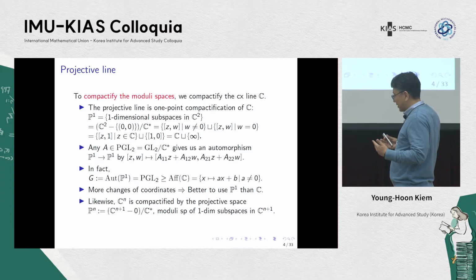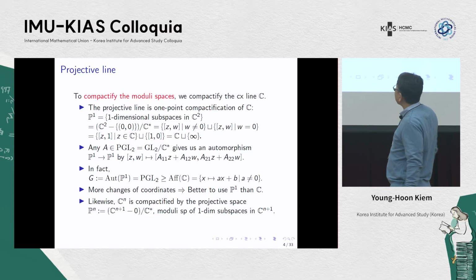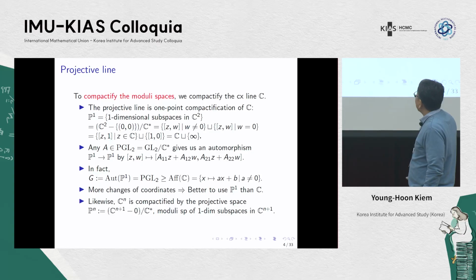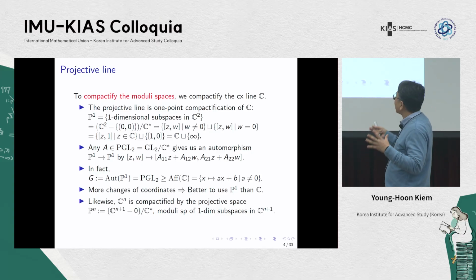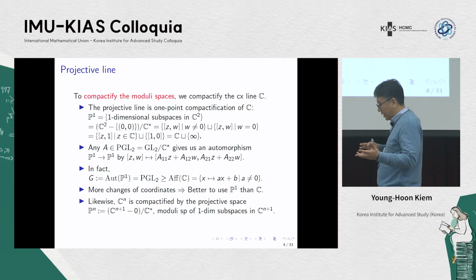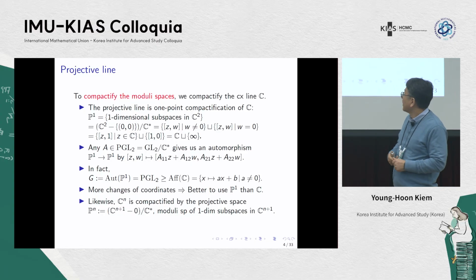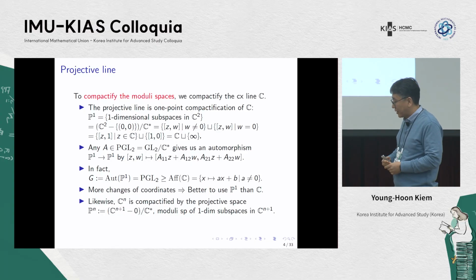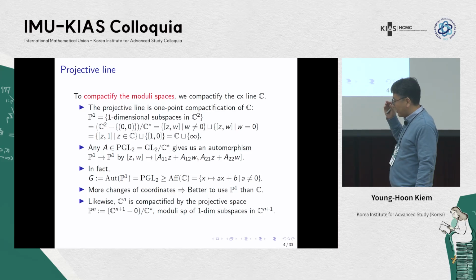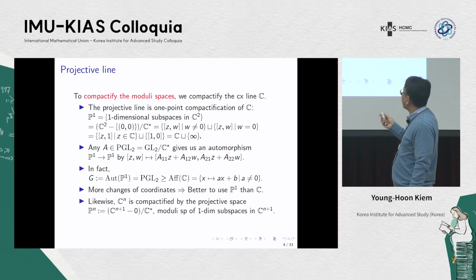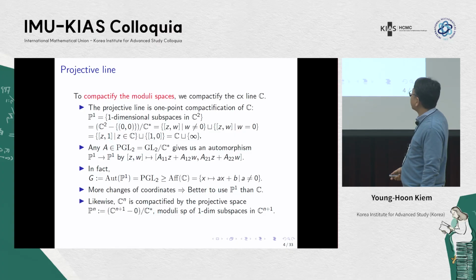So I feel very nervous when I see a non-compact space. My first instinct is always to try to compactify the space. So to compactify the moduli space of points in the complex line, we first compactify the complex line itself. So how do we compactify the complex line? There is a canonical way. There is a one-point compactification of the complex line C.